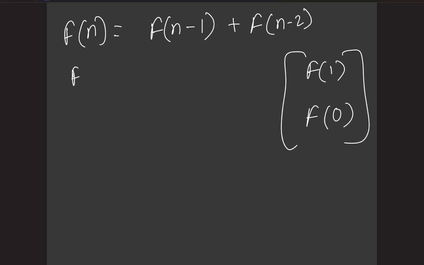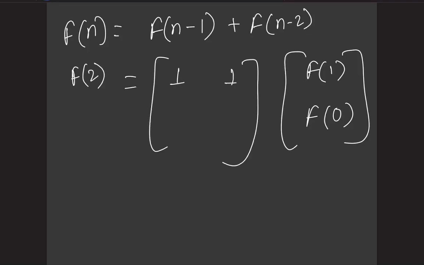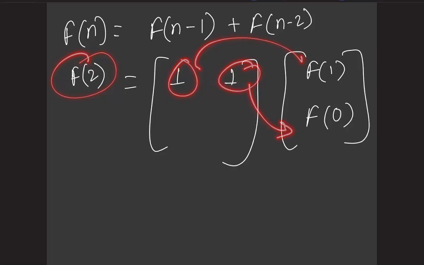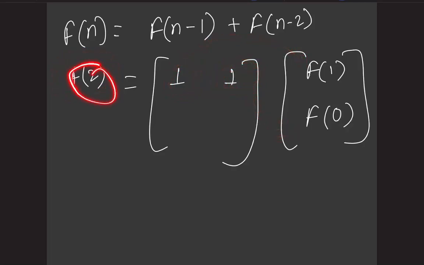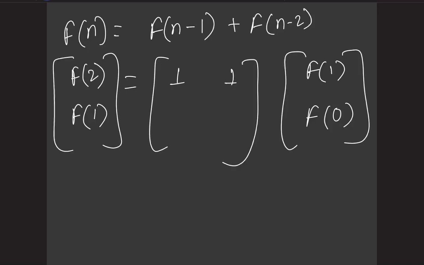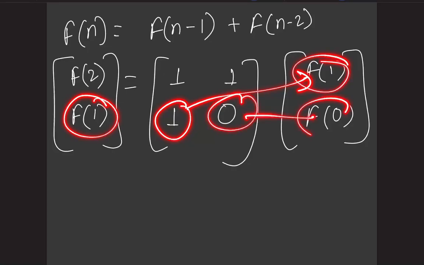So if we have to calculate the value of f of 2, then what will we do? We will just do 1 1. So f of 2 is equal to 1 time f of 1 and 1 time f of 0. And this is correct. F of 2 equals f of 1 plus f of 0. Now to match the dimensions of matrix multiplication, we have to put f of 1 also here, and if we are doing f of 1 here, then we have to do 1 and 0 here, because f of 1 is equal to 1 times f of 1 and 0 times f of 0.